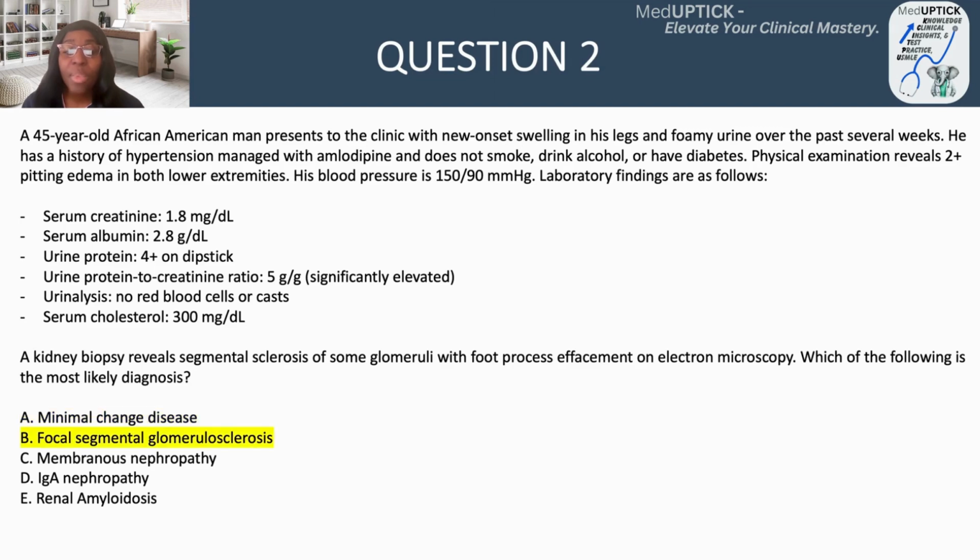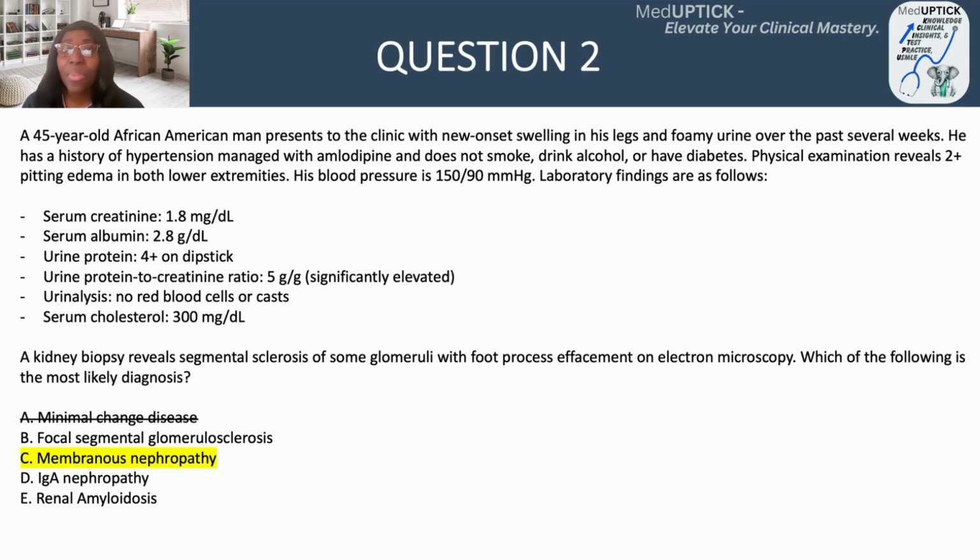B. Focal segmental glomerulosclerosis. Focal segmental glomerulosclerosis is a leading cause of nephrotic syndrome in adults, especially African Americans. The biopsy findings of podocyte effacement and sclerosis are classic findings for focal segmental glomerulosclerosis. The vignette also shows hypertension and reduced renal function, which makes this the most likely best answer. Therefore, I will eliminate answer choice A, which is minimal change disease.